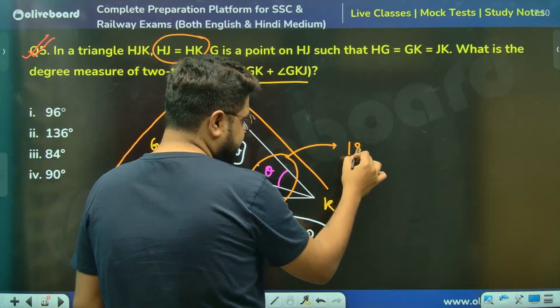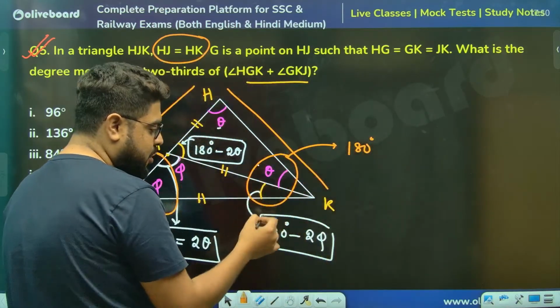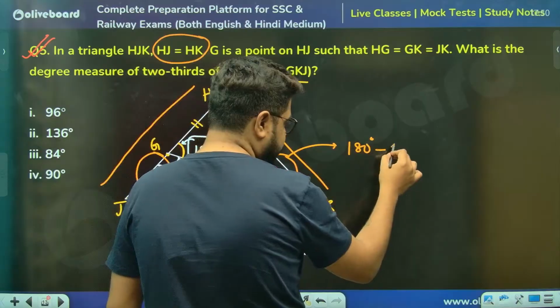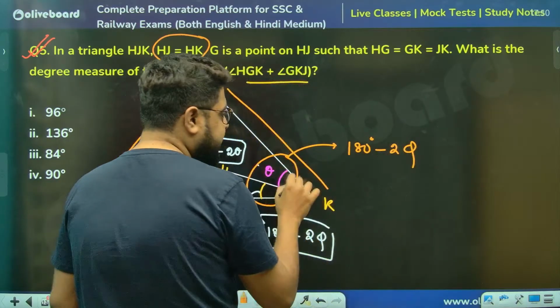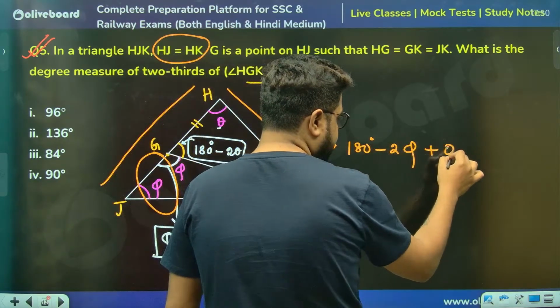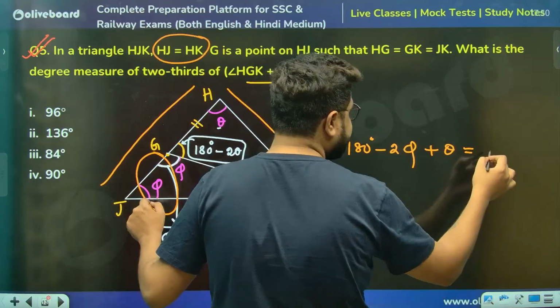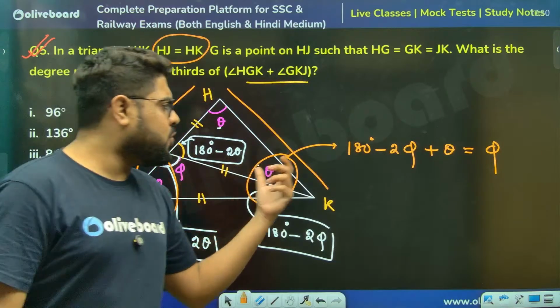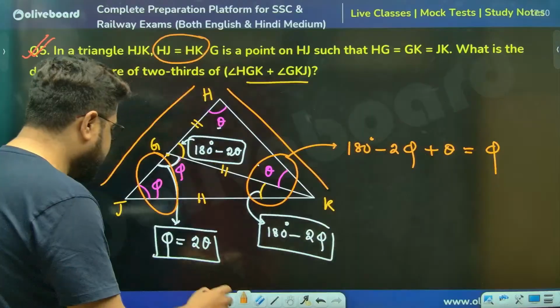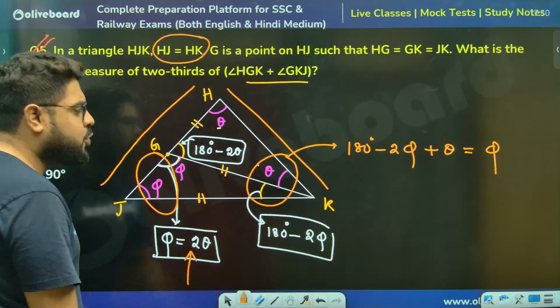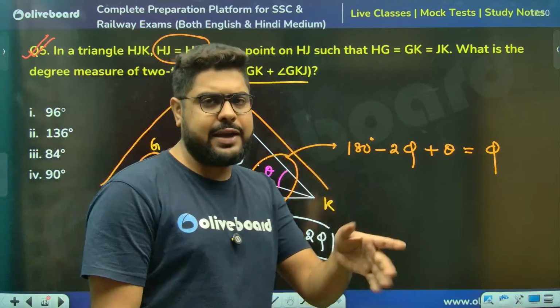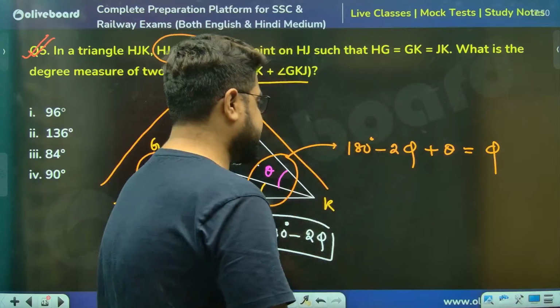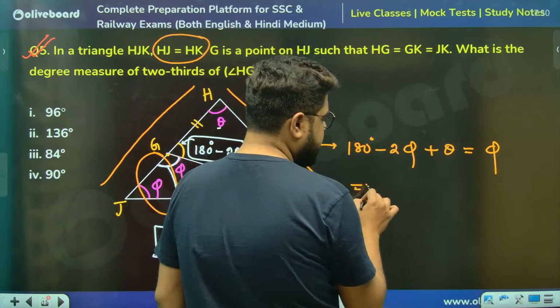So what information do we have, sir? 180 degrees, this angle we are figuring out, minus 2 phi, plus theta, that is equal to this side, which is phi. Right? And don't worry about theta and phi, because we know every phi is equal to 2 theta. So no worries there.